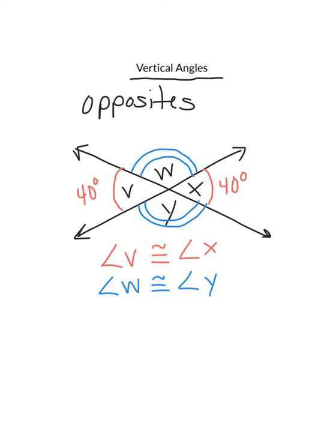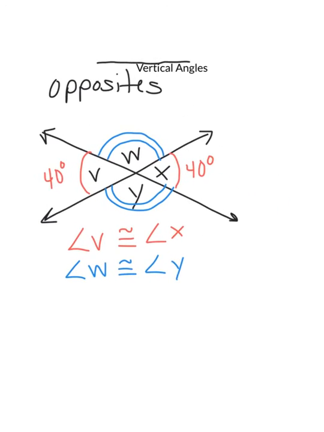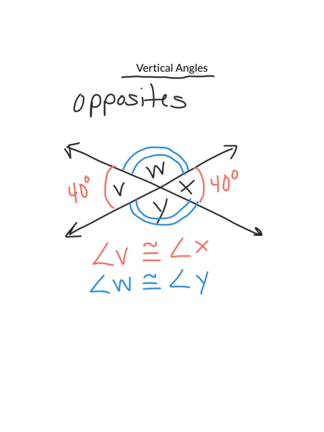Notice that X and Y, or X and W, are on a straight line. Notice that these are on a straight line, X and W. If I add X and W together, it will be 180 degrees. So 180 take away 40 will give me 140 degrees. And if W is 140, then Y is also 140. So again, when you think of vertical angles, think of opposites. And opposite angles are congruent.